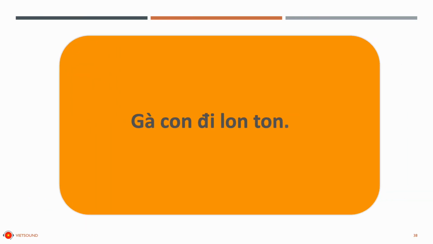Now let's practice saying some sentences with many of the R sound. We're gonna do it in 3 steps. On the first step, I'm gonna say the sentence very, very slowly. Then I'm gonna do it a little bit faster. And on the last step, I'm gonna say the sentence with normal speed. Gà, con, đi, lon, ton. Now a little bit faster. Gà, con, đi, lon, ton. Now with normal speed. Gà con đi lon ton.